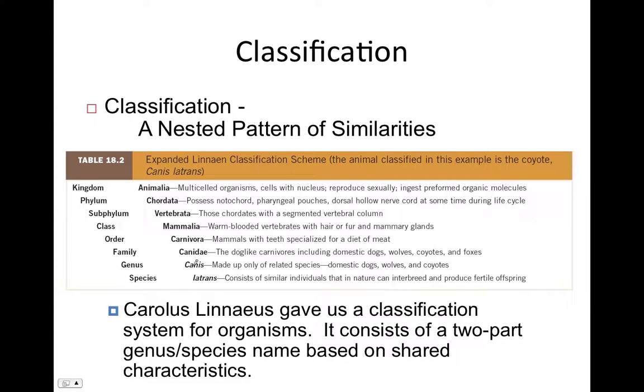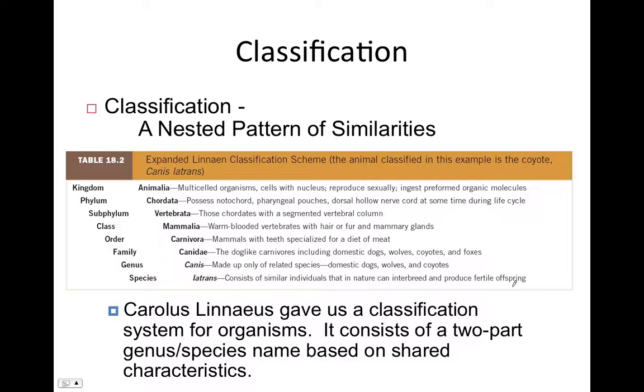Then we have genus Canis. This is made up mostly of related species, including domestic dogs, wolves, and coyotes. So this would exclude jackals and hyenas and those other dog-like animals. And then we have the species latrans, which consists of similar individuals in nature that can interbreed and produce fertile offspring. So here we have the definition of a species. A species is a population or a group of organisms that can produce viable, fertile offspring.